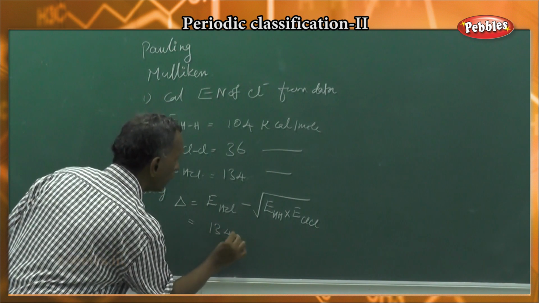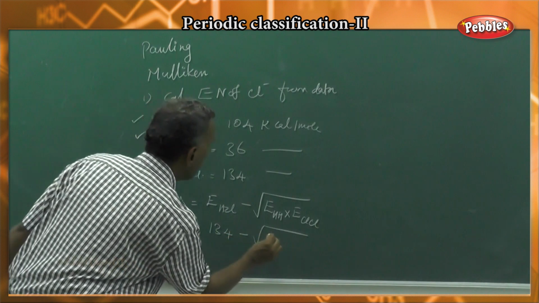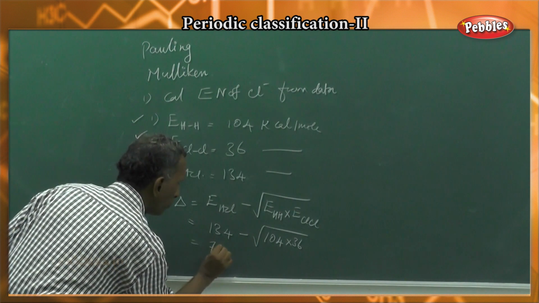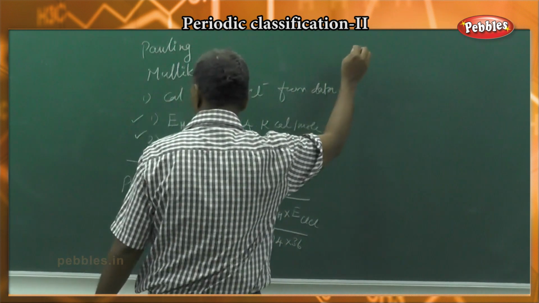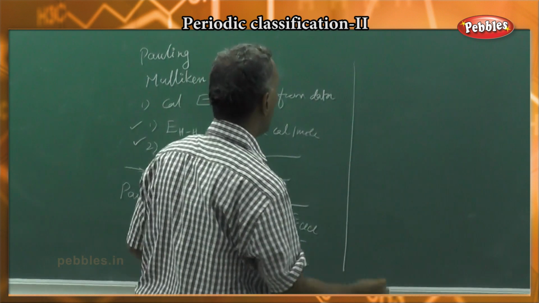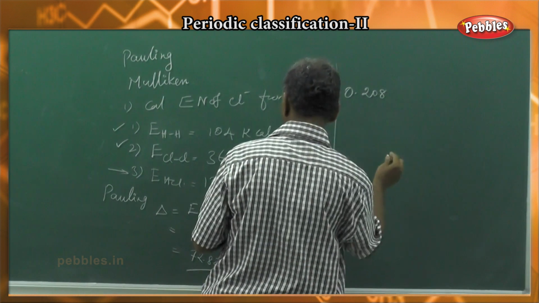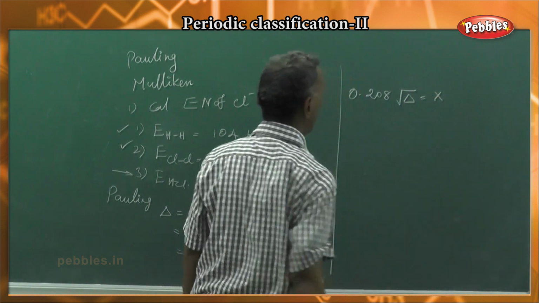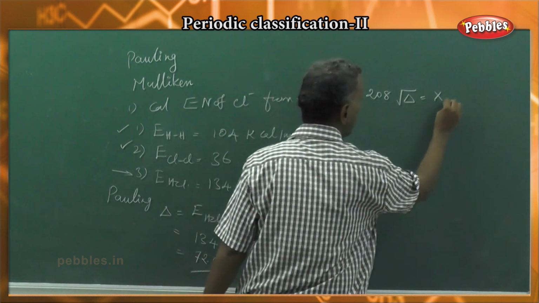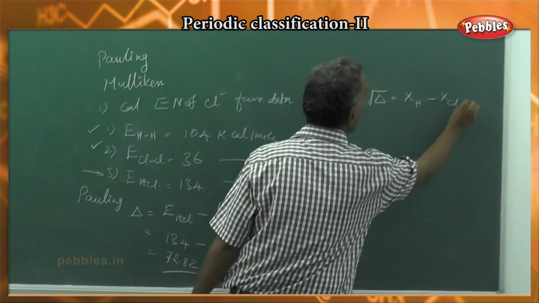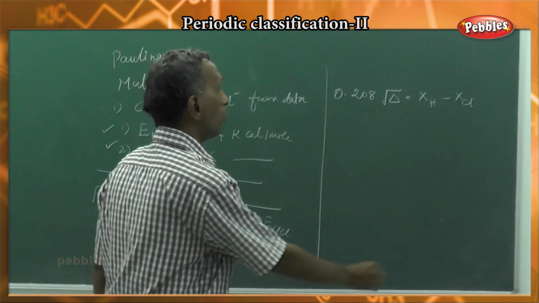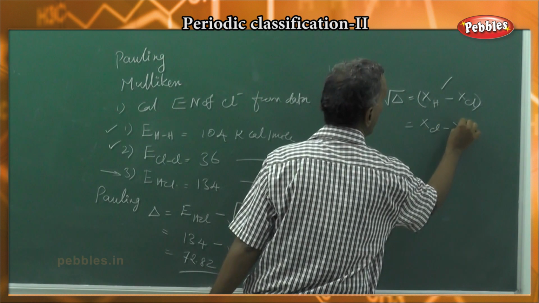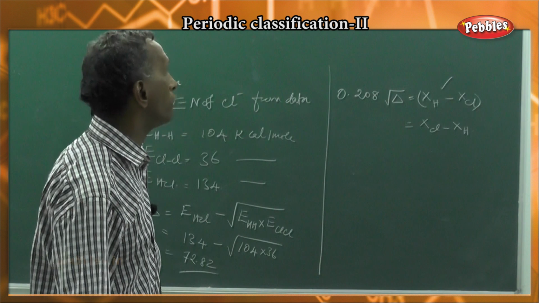HCl is 134 kilocalories minus the square root of 104 and 36 kilocalories. So it will give rise to 72.82 kilocalories. This is the delta value. So electronegativity difference is given as 0.208 root delta, equal to the difference in electronegativity between the two atoms, hydrogen and chlorine. Here chlorine is more electronegative than hydrogen, so to get the positive value you take this value.